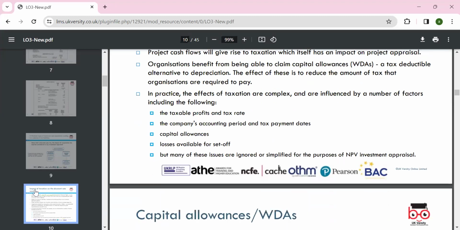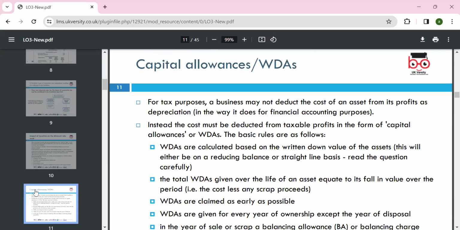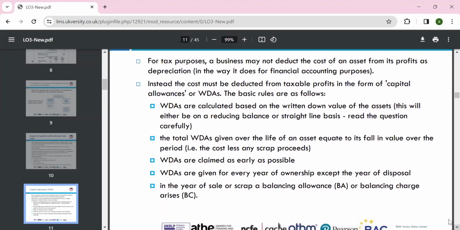Okay, so we can look around capital allowance, which we can claim for tax purposes. A business may not deduct the cost of the asset from its profit as depreciation. In the way we look at accounting purposes, we can claim written down allowance. The basic rule: we look at short life assets, main pool assets, and special pool assets. Of course, we need to look at the categories and which asset falls under which, and we need to apply it appropriately.